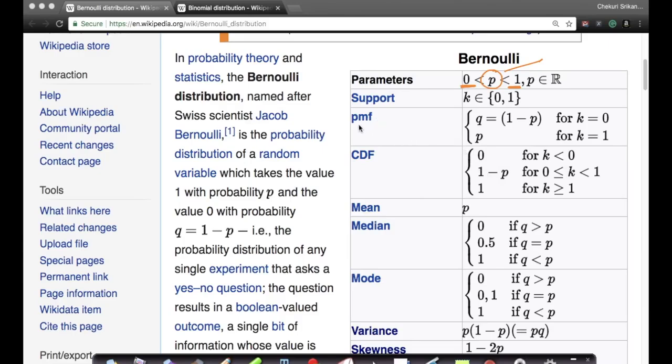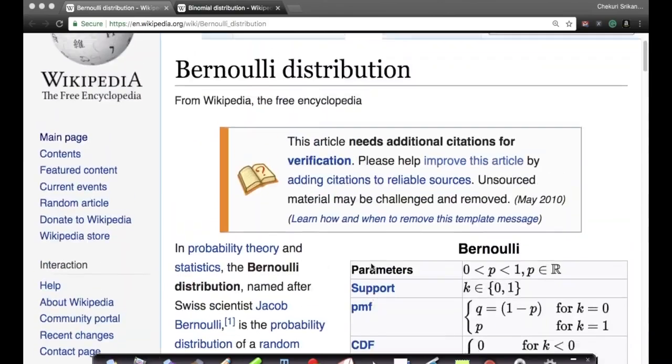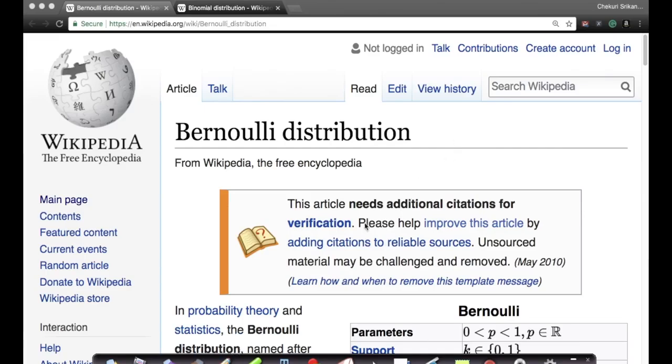So what is the probability mass function for a Bernoulli distribution? For k equals 0, its probability is Q. For k equals 1, its probability is P. Since it's not drawn here, let me attempt to draw it. Imagine I have two values, 0 or 1. It can take only two values, it can't take any other value. So this height, let's assume, is Q.